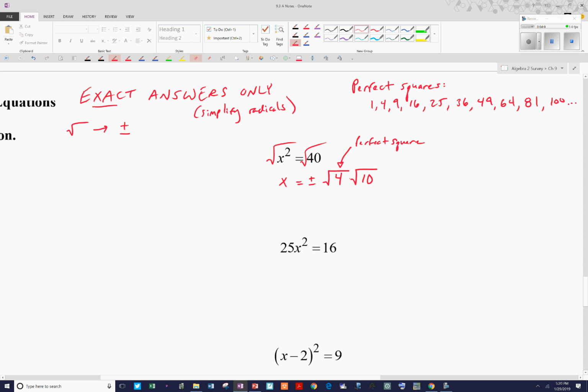If I were to multiply these together, I get the square root of 40, which is why I separated the square root of 40 into these two radicals. The reason why we do that is that this first one, since we put a perfect square there, we can simplify. The square root of 4 is 2. So we have x equals, bring that positive negative down, the square root of 4 becomes 2, and then we just drop that square root of 10 down. That is the exact answer to what the square root of 40 is.